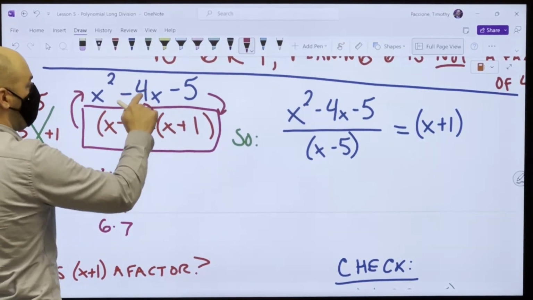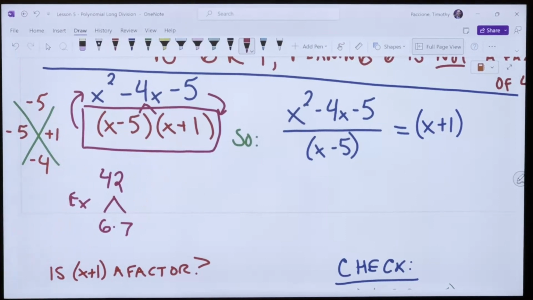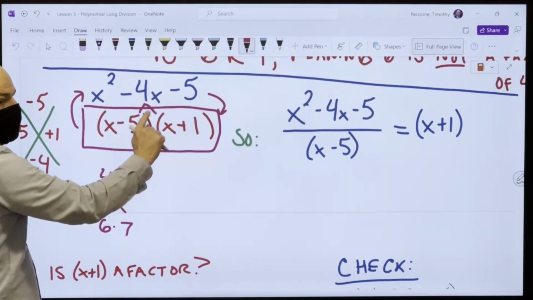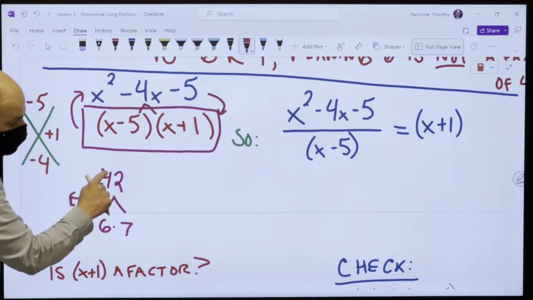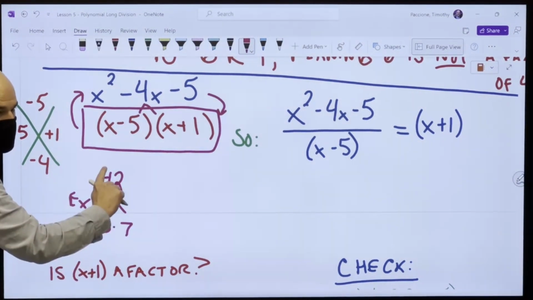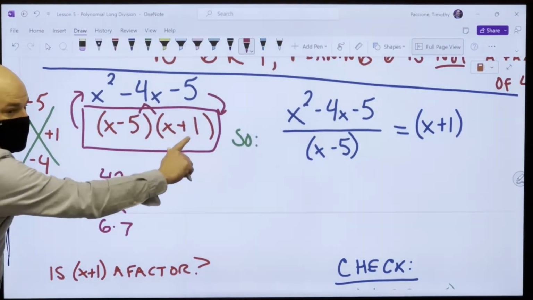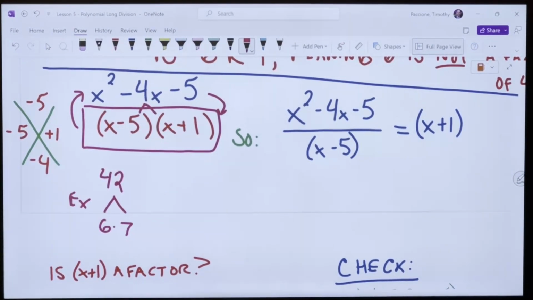If this is the same as this times this, understanding what a factor means, that means that this divided by this must be this, right? Think about it. 42 divided by 6 is 7, because those are the factors of 42. So this divided by this must be this, because these are the factors of this. So would it be 5 divided by 1?